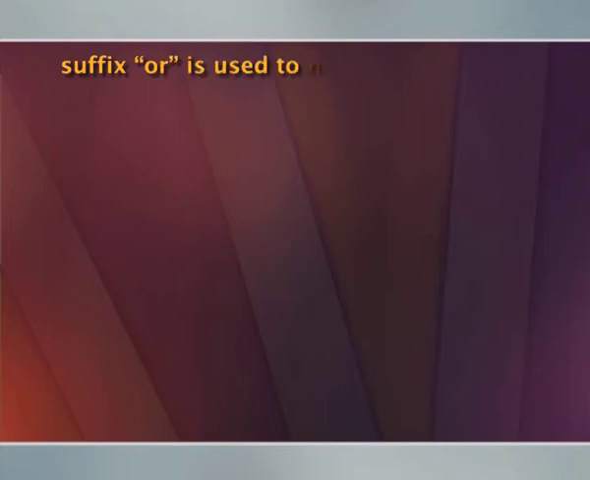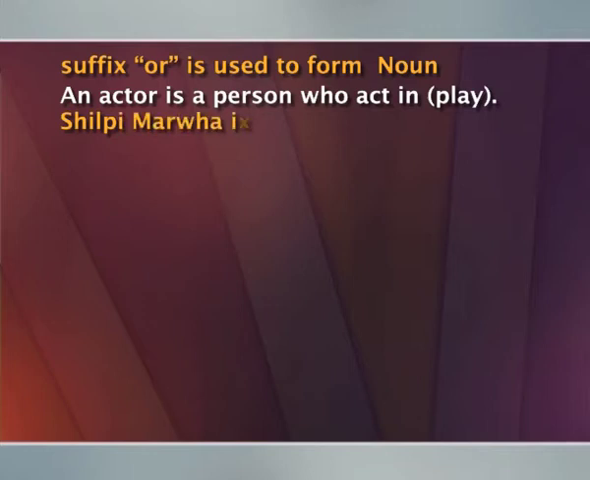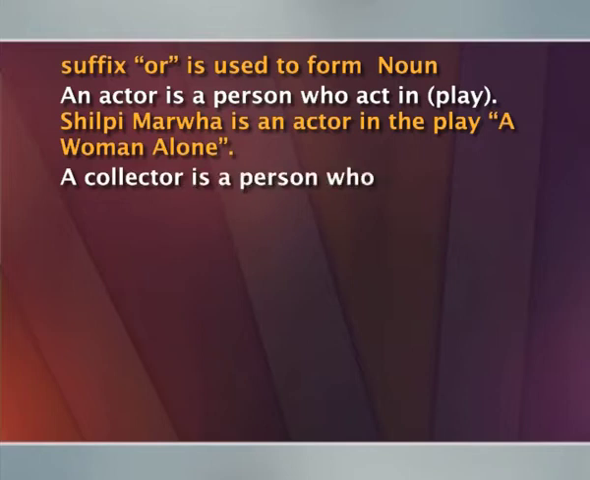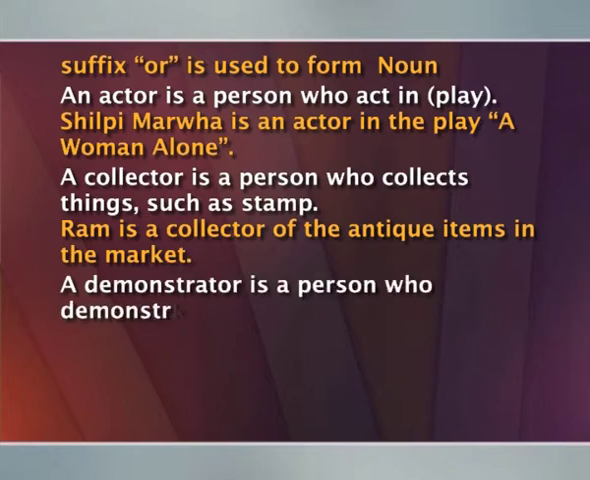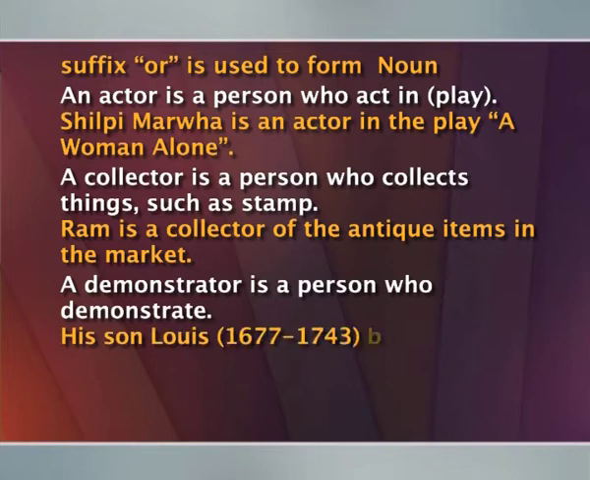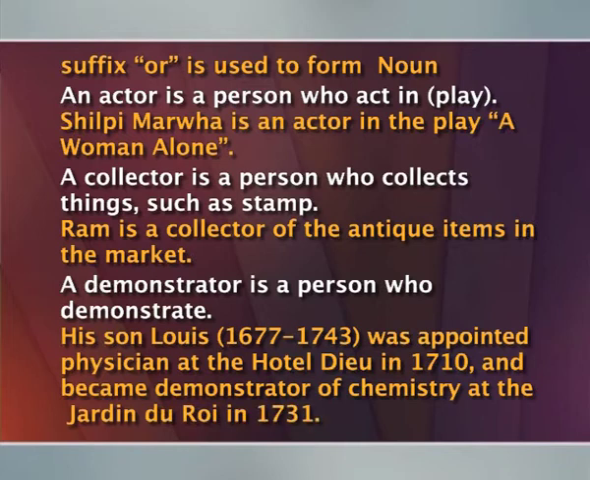Suffix or is used to form nouns. An actor is a person who acts in a play. For example, Shilpi Marwa is an actor in the play, A Woman Alone. A collector is a person who collects things such as stamps. Ram is a collector of the antique items in the market. A demonstrator is a person who demonstrates. His son Louis, from 1677 to 1743, was appointed physician at the Hotel Dieu in 1710 and became demonstrator of chemistry at the Jardin du Roi in 1731.